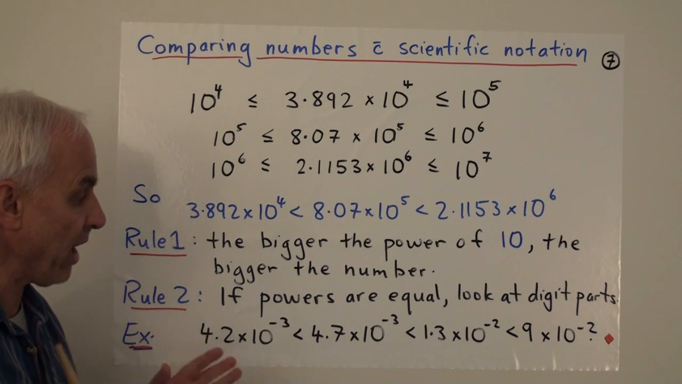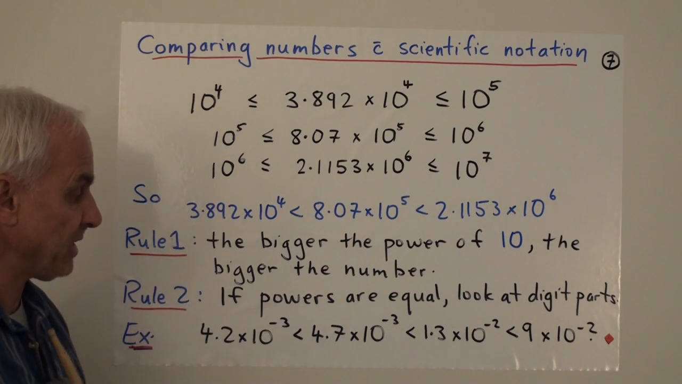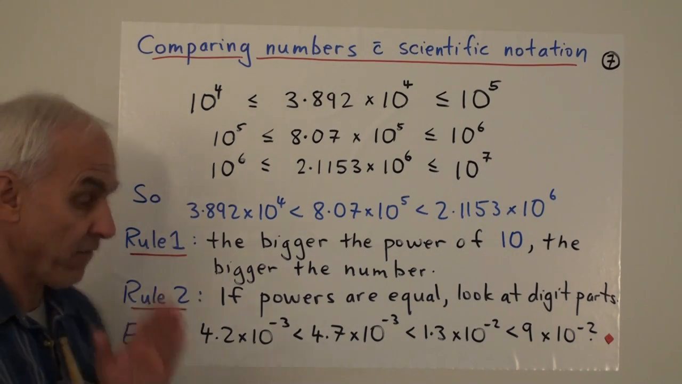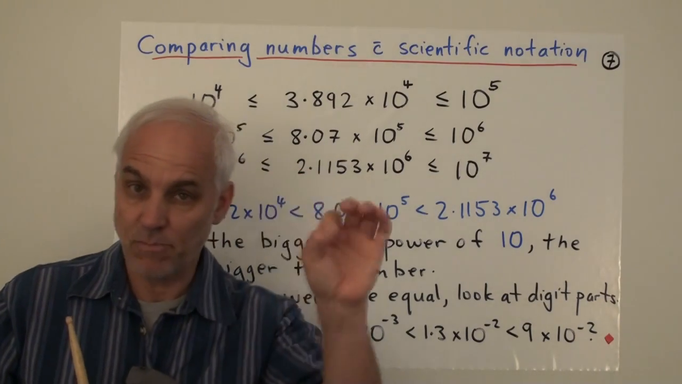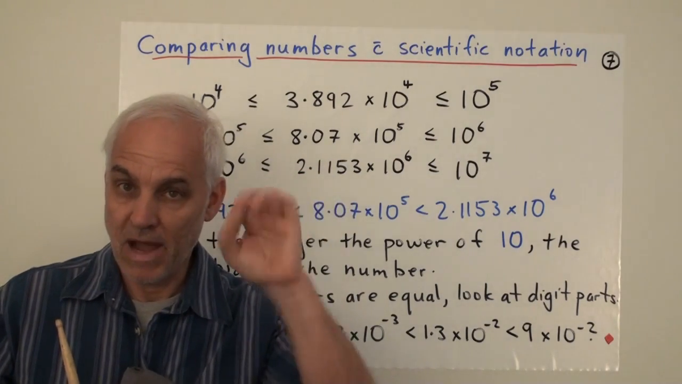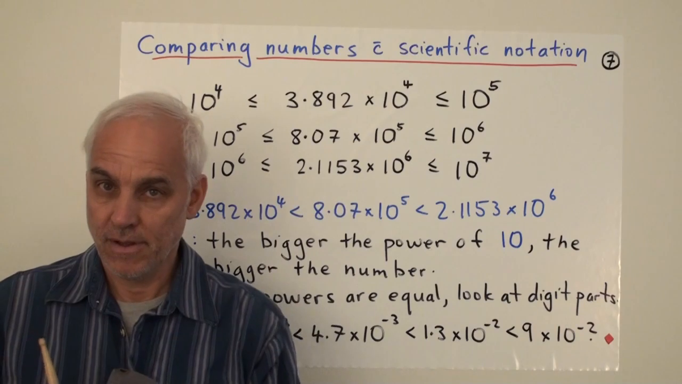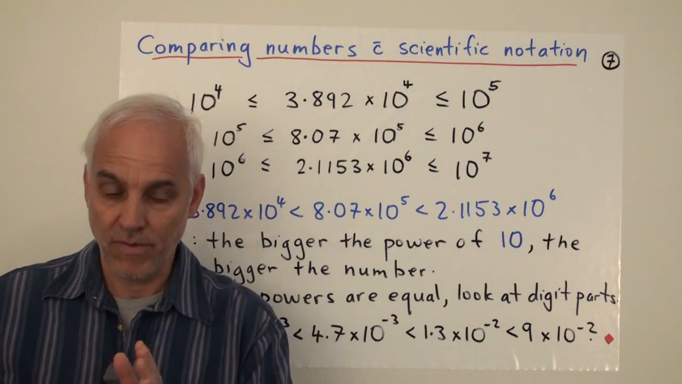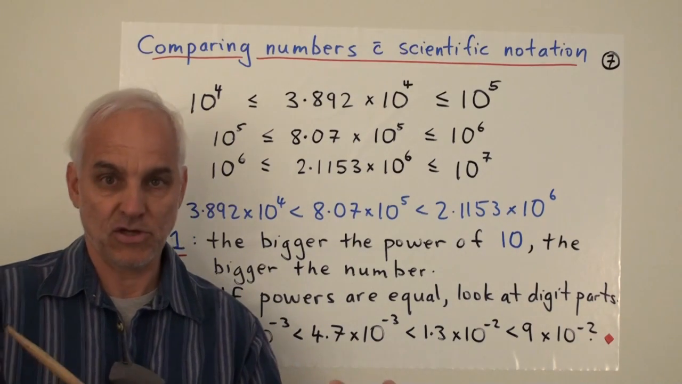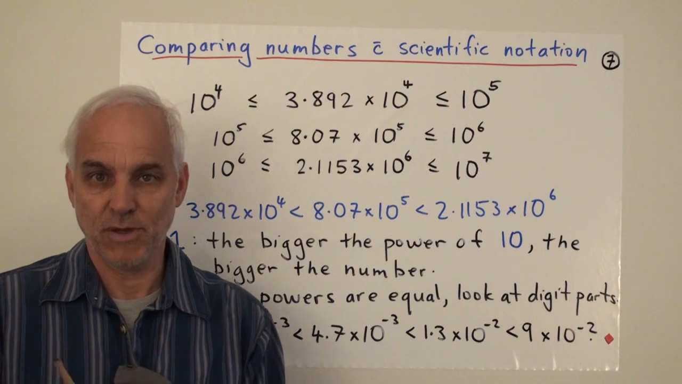All right, so comparing numbers, pretty easy with scientific notation. First thing you do is you look at the exponent, the power of 10 involved. And then if those happen to be equal, then you look at the digit parts to determine which of the two numbers is bigger.